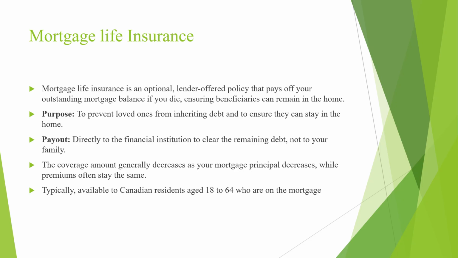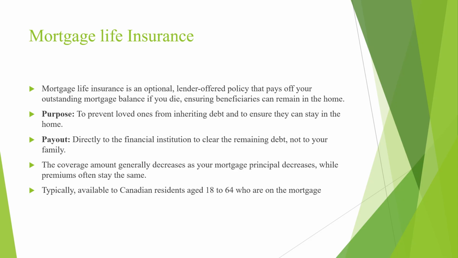Coverage amount generally decreases as your mortgage principal decreases, while the premium often stays the same. So what does it mean? This is a drawback of mortgage life insurance. Like I said, if you bought a house of $1 million in, let's say, 2025, and you pay the mortgage insurance of, let's say, $250 a month.